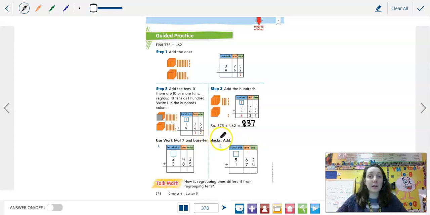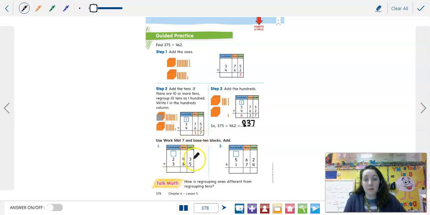Okay? So as always, you can use that work mat in the back of your book and draw base 10 blocks, or you can use paper, whiteboard, whatever you want to draw and make that space to give you a visual representation if you need it. So we have our hundreds, our tens, and our ones. They've charted it out for us in this first couple.